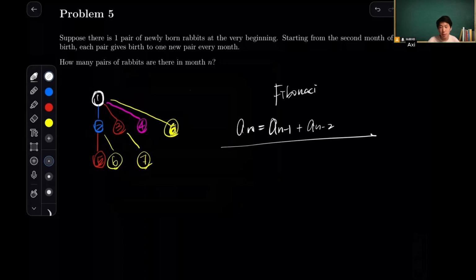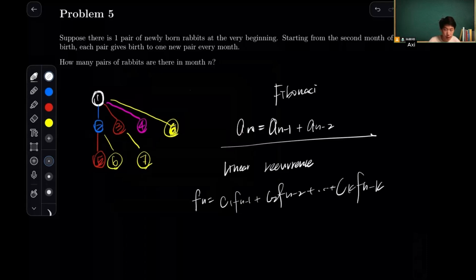And this is basically the most basic linear recurrence. A linear recurrence is defined by F_n equals C1 times F_(n-1), plus C2 times F_(n-2), plus etc., plus Ck times F_(n-k). Of course, this is not a series because there are only certain terms concerned, from the last term to a few terms before that. This is the linear recurrence. And as you can notice, this thing is growing exponentially.